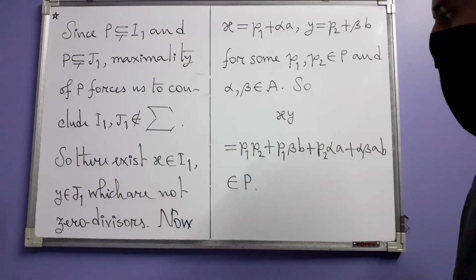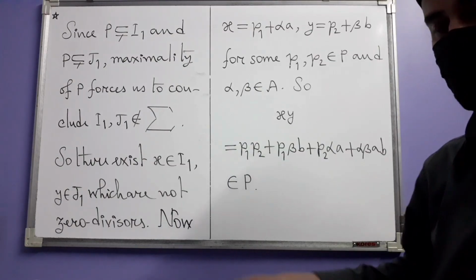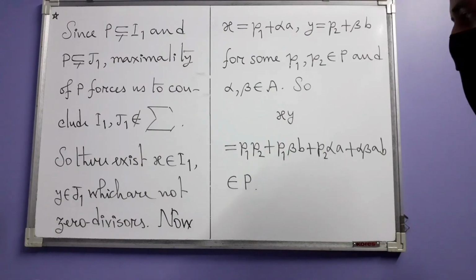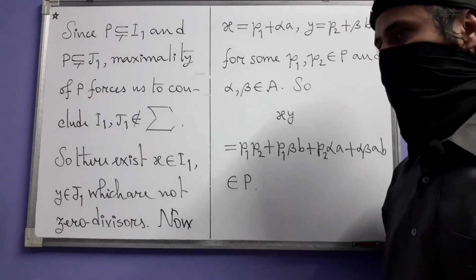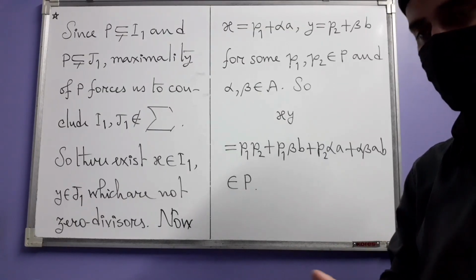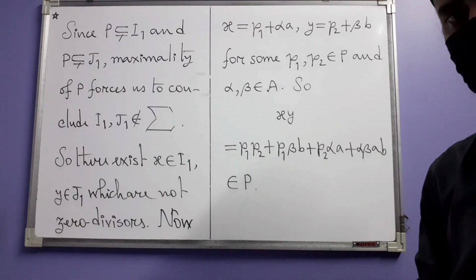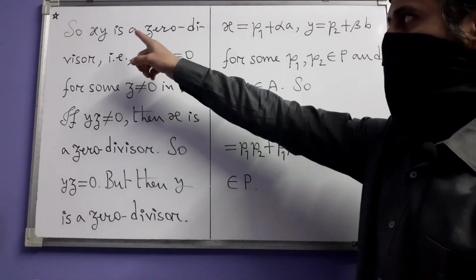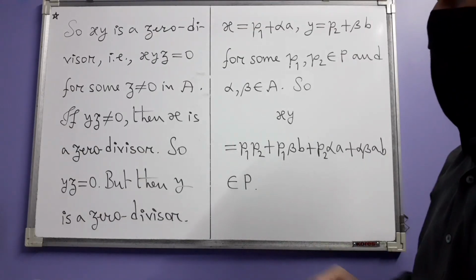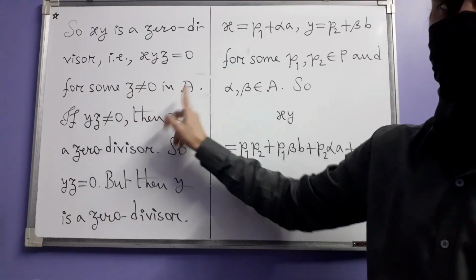However, where is P? P is inside sigma. In fact, that's how we chose P, right? P is a maximal element in sigma. So P is the type of ideals that sigma has. That means inside P, every element is a zero divisor. So this XY also needs to be a zero divisor. So XY is a zero divisor, i.e. now we apply the definition of zero divisor. XY times Z should be equal to 0 for some non-zero element Z in our ring A.